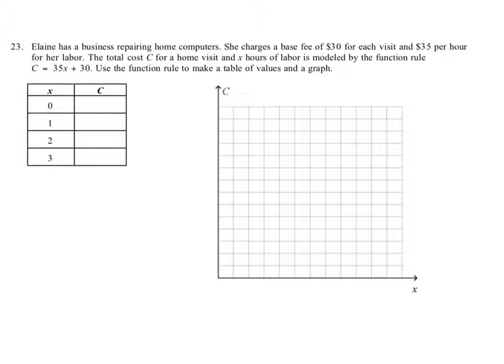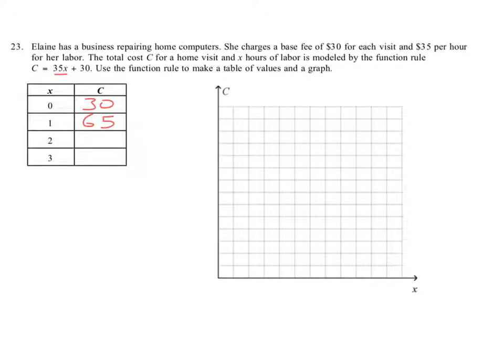But she does get that $30. So the cost is going to be $30. She says, well, I showed up. I charge you 30. Okay. Versus she is there for an hour and she says, okay, I'm going to charge you $35 times 1 hour, 35, plus that $30 fee for showing up, $65.